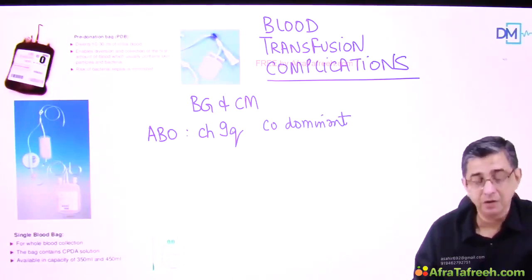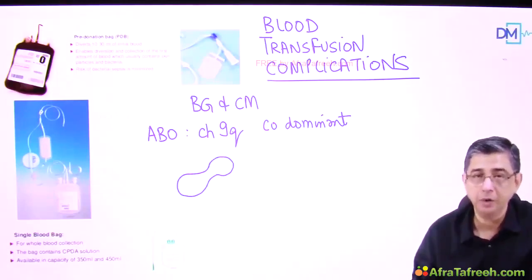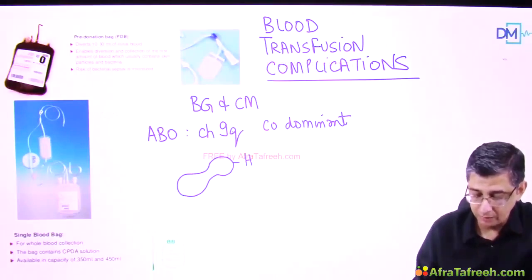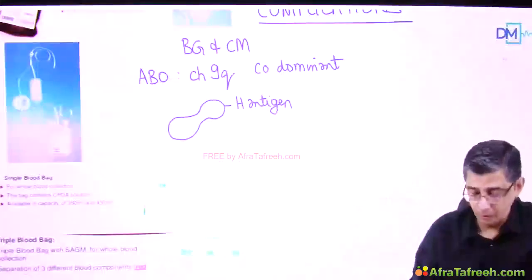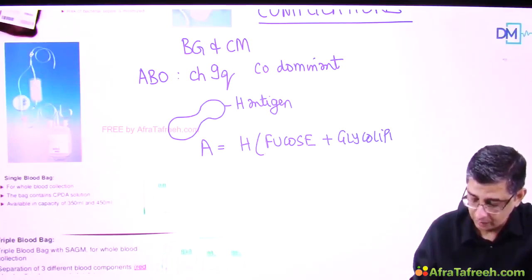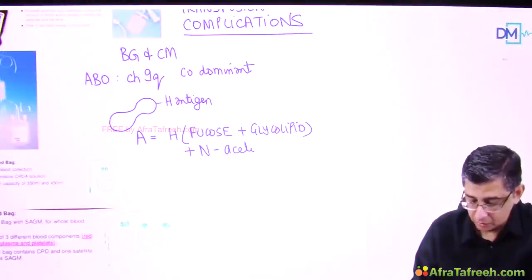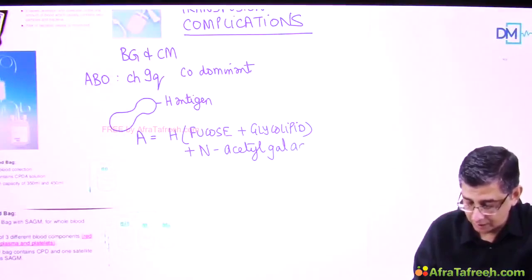Then they have asked which antigen present on the surface of the red blood cell will decide whether it would be blood group A, B, AB or O. The answer is H antigen. H antigen decides blood group A, B, AB or O. H antigen in fact is composed of a sugar which has been asked in basic sciences, that is fucose. This fucose is attached to a core of glycolipid. And to this there is addition of N-acetyl galactosamine. So do remember the composition of blood group A, that is H antigen hooked up to N-acetyl galactosamine.